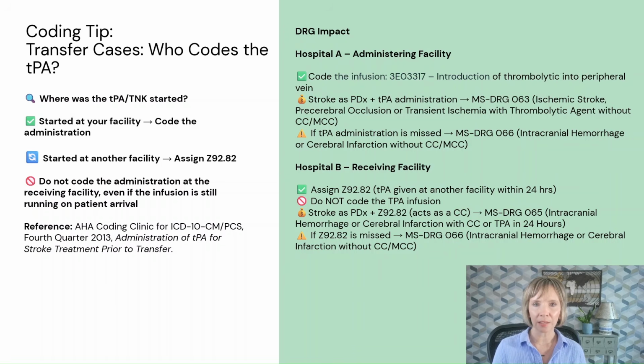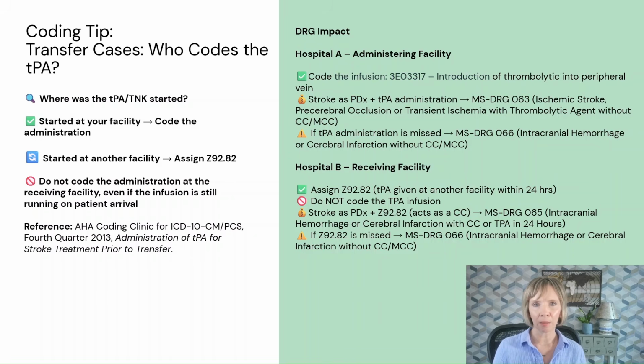Because the receiving facility did not initiate the new infusion, the administration is only coded by the hospital that started the medication. A simple way to remember this is: the facility that starts the tPA codes the PCS code for the administration. The receiving facility reports Z92.82.